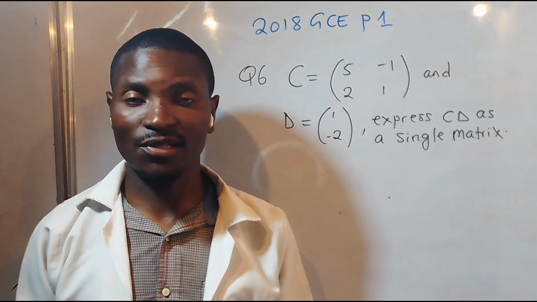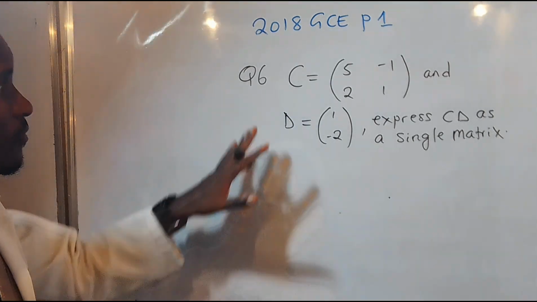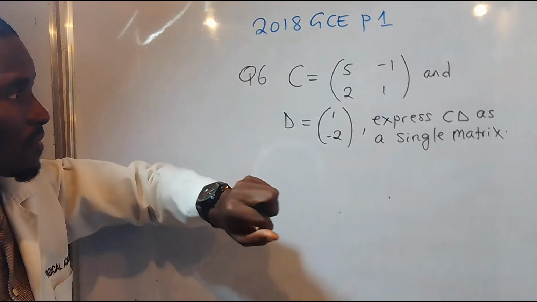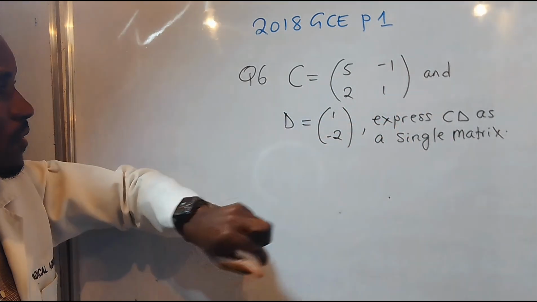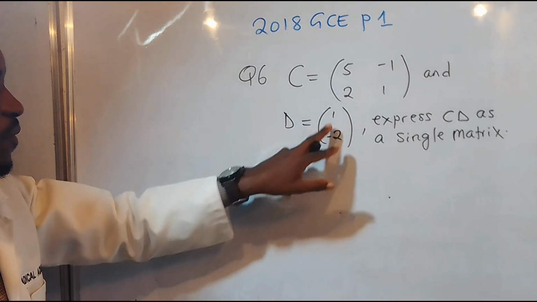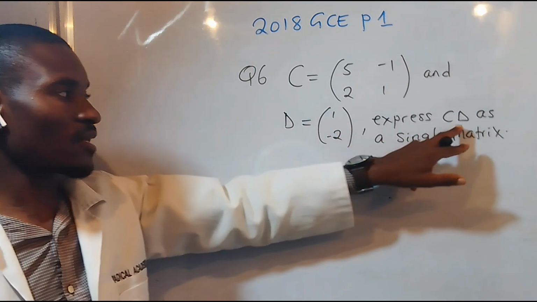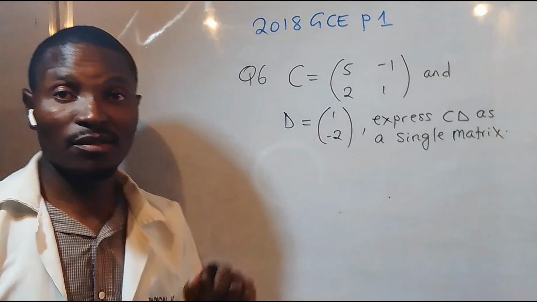multiplication of matrices. So the question is saying, given that matrix C, which is 5, -1 as a row, and 2, 1, and D as a matrix, 1, -2 as a column, express CD as a single matrix.